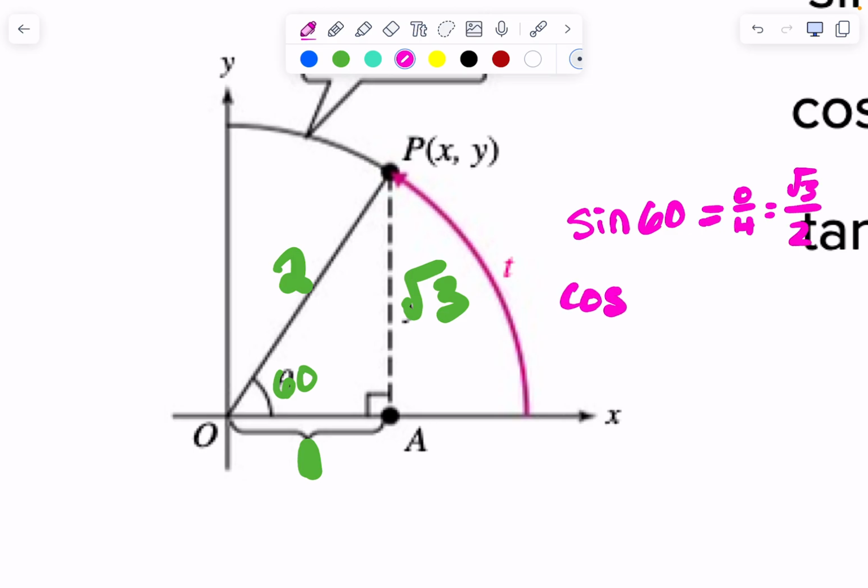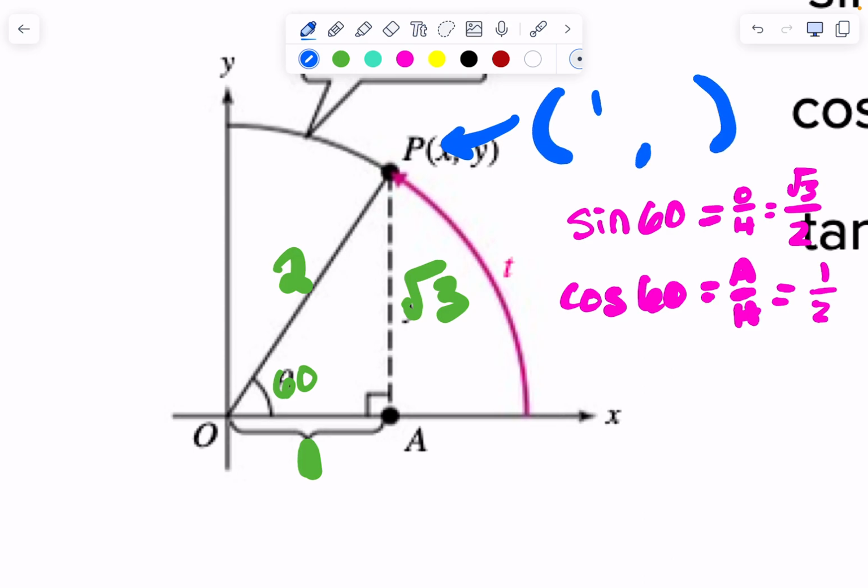Let's talk cosine of 60 degrees. Cosine is A over H. Adjacent over hypotenuse is 1/2. Now look on your unit circle. What are the coordinates for 60 degrees? Right here. Cosine is 1/2, sine is square root of 3 over 2. That's exactly how the unit circle is built, from those ratios, sine, cosine, and tangent, and all that good stuff.